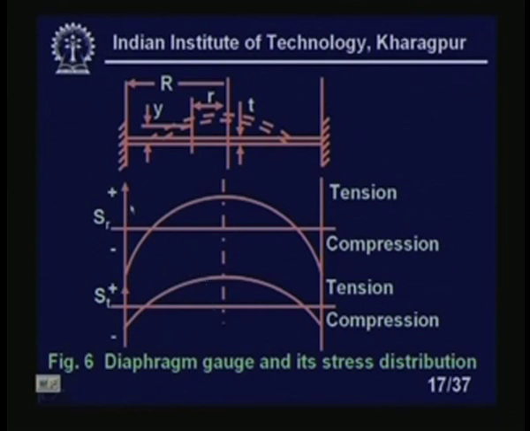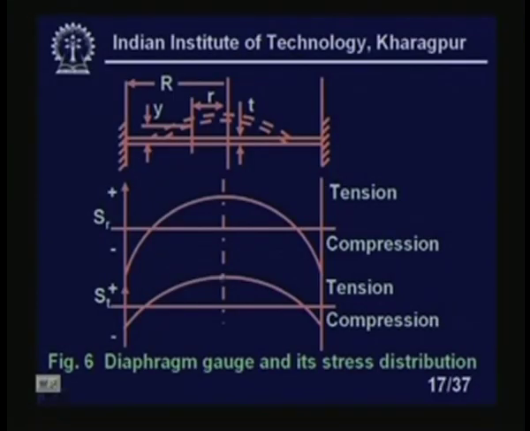Again, radial stress is maximum at the circumference. So, we will put two sensors at the circumference which will sense the radial strain, and we will put two sensors at the center which will sense the tangential stress. There is a particular strain gauge available for that, which is called strain gauge rosettes. We will come to the details of that. So, this is our diaphragm gauge and stress distribution.